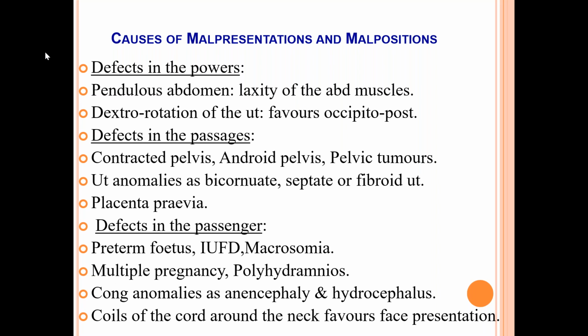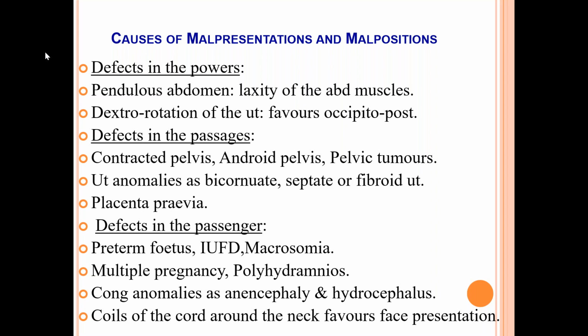Then we have a defect in the passage. Passage is the pelvis. So the pelvis can be a contracted pelvis, which can lead to malpresentation or malposition, or an android pelvis or pelvic tumor. So there is some obstruction, which can lead to malposition and malpresentation. Uterine anomalies such as bicornuate uterus, septate uterus, or fibroid uterus.